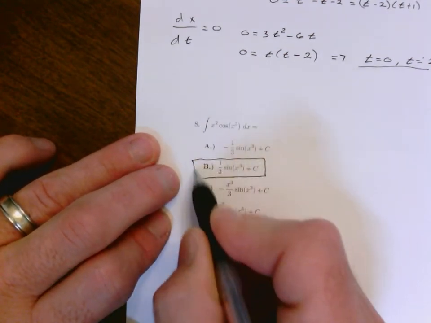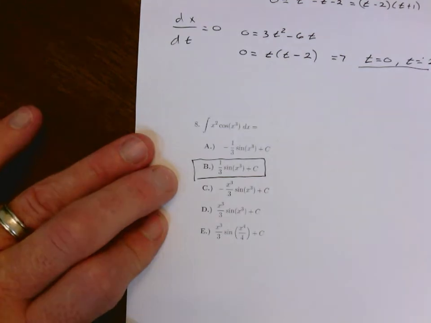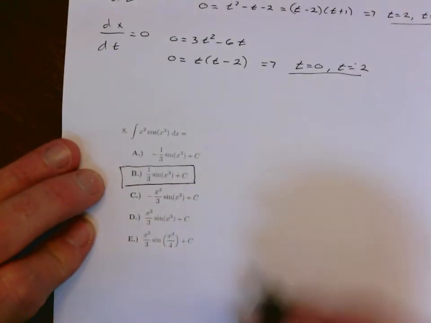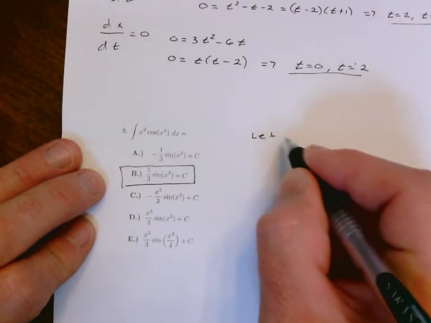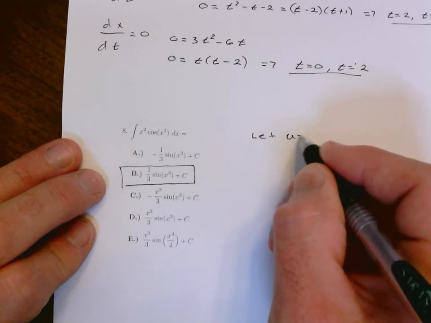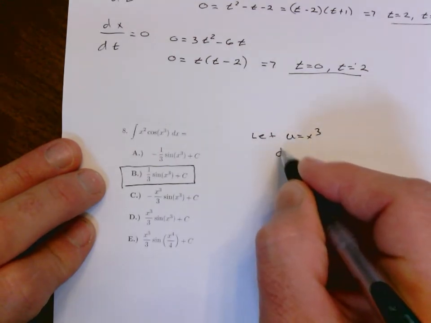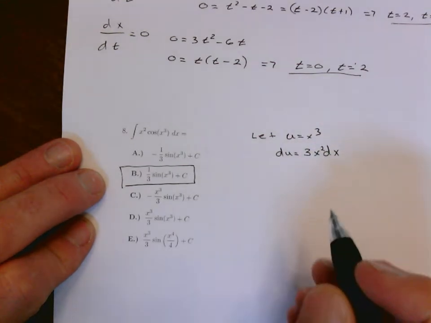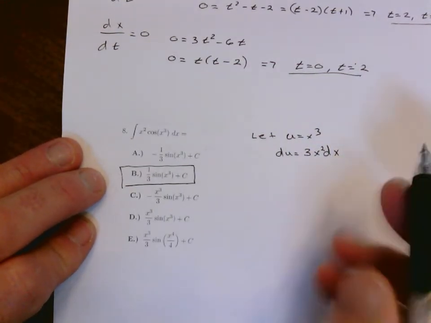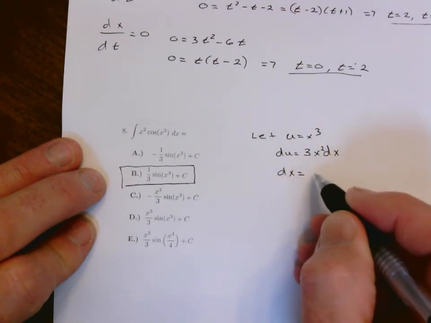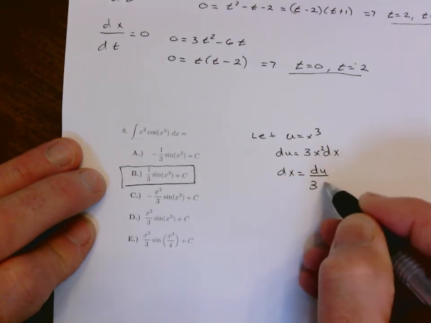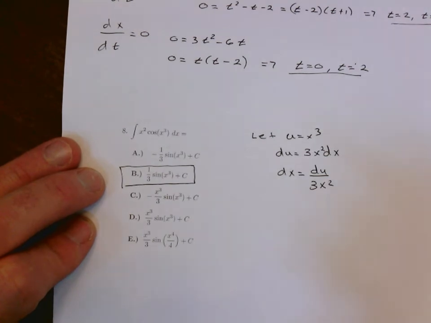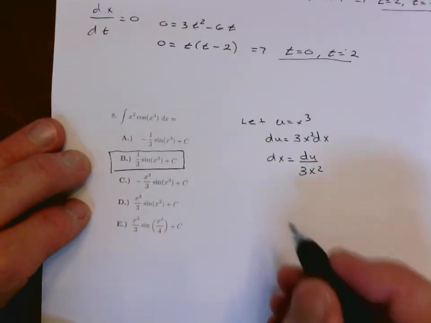Okay. Now, if you didn't understand what I was talking about, let's do this using u substitution. I'm going to let u equal x cubed. Then du is equal to 3x squared dx. Remember, my method for doing this is solving for dx. So dx is equal to du over 3x squared. Now you go back and plug everything in.